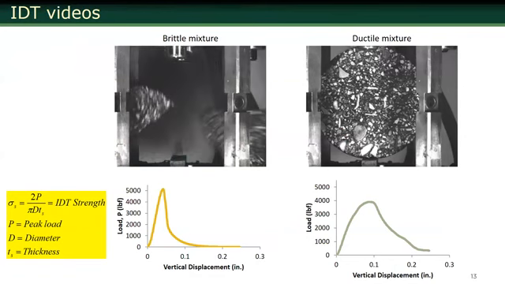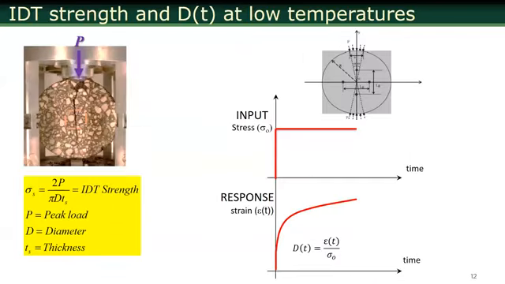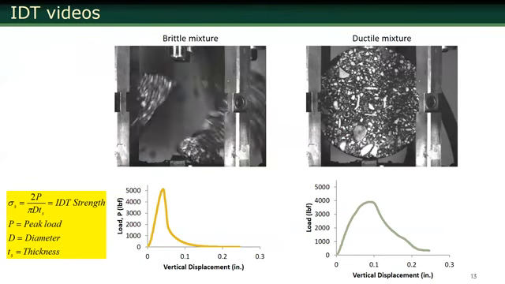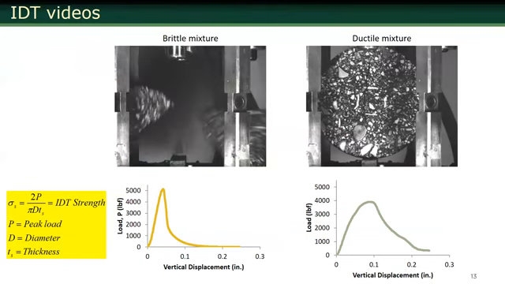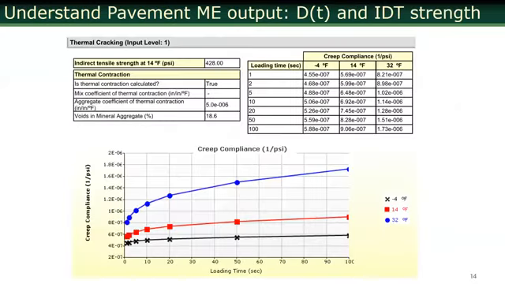And then another input is indirect tensile strength, at low temperatures. So what we do is we go to the lab and we apply load at a certain constant rate of loading. We have load versus displacement. Maximum P is measured. That P divided by pi d dts is going to give us the IDT strength. That goes into an MEPDG equation.